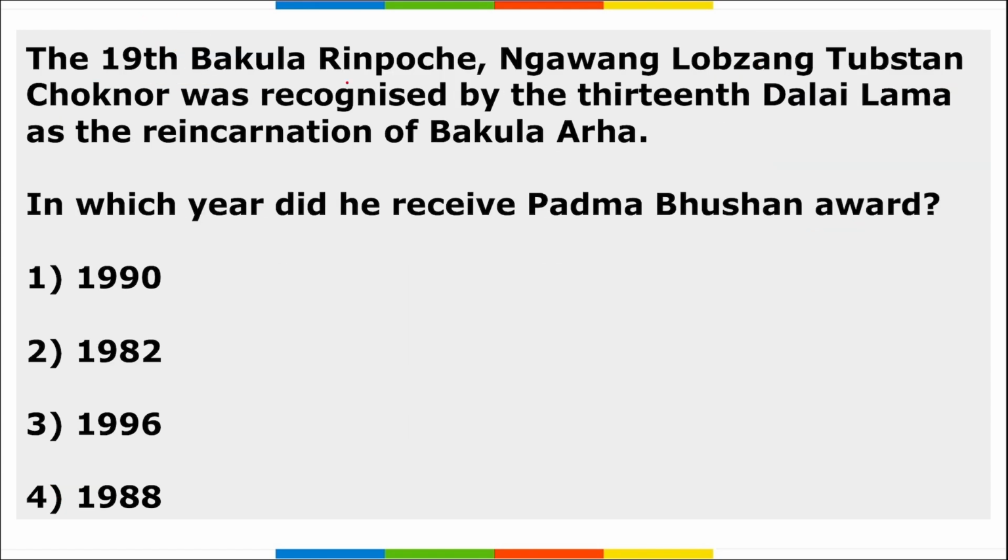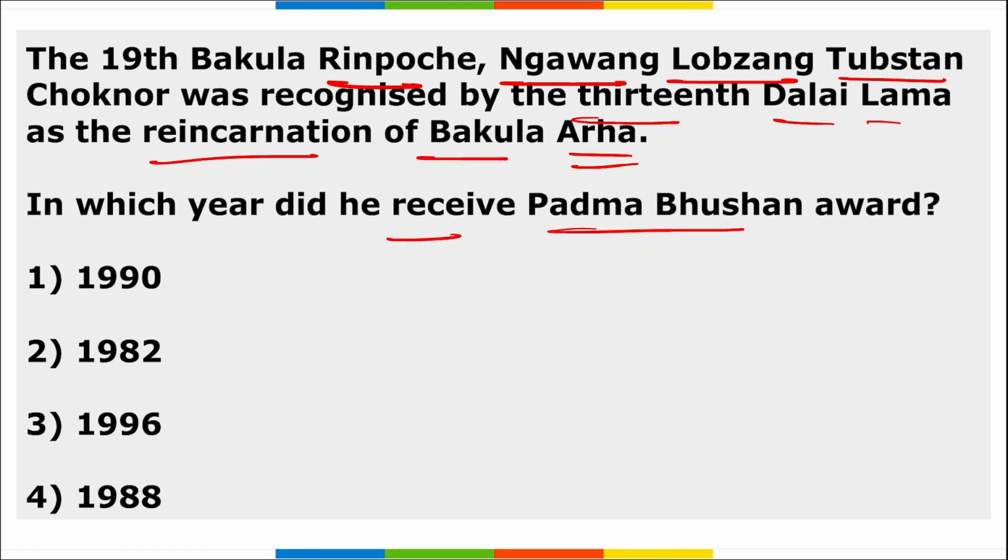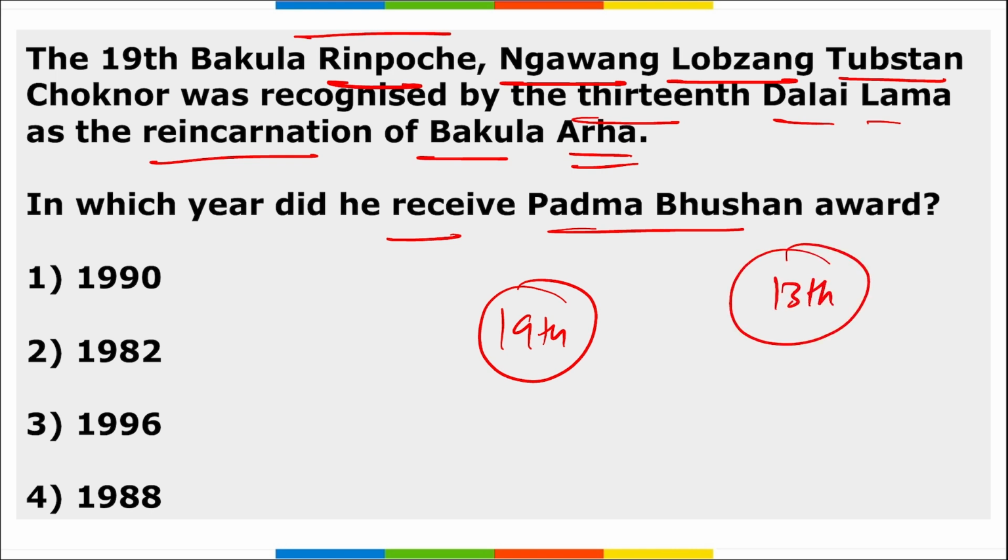Next, Bakula Rinpoche Nuang Lobsang Tubstan was recognized by the 13th Dalai Lama as the reincarnation of Bakula Arha. In which year did he receive the Padma Bhushan Award? Simple and direct question. So remember, the 19th Bakula Rinpoche Nuang Lobsang Tubstan was recognized by the 13th Dalai Lama as the incarnation of Bakula Arha. He received Padma Bhushan in the year 1988.